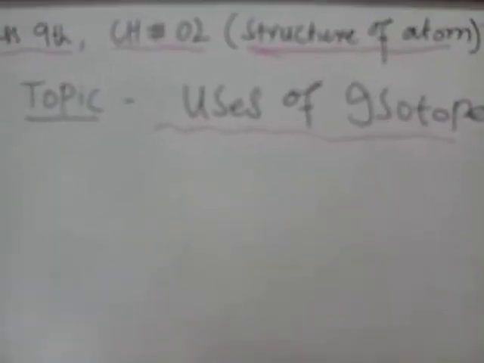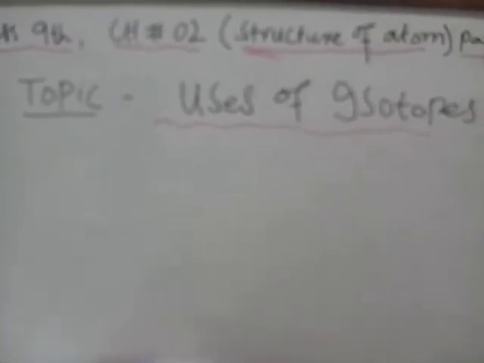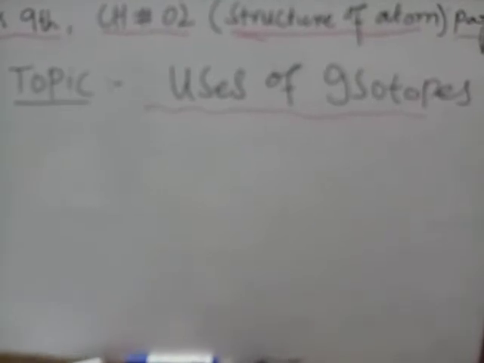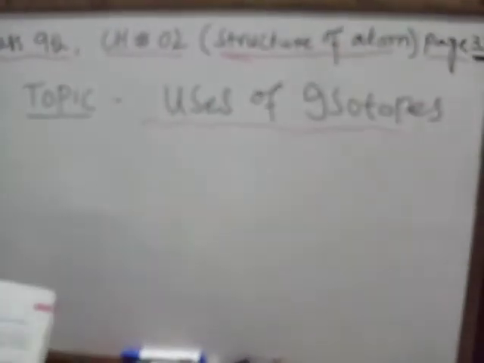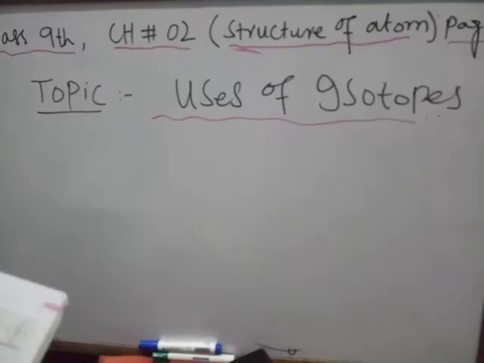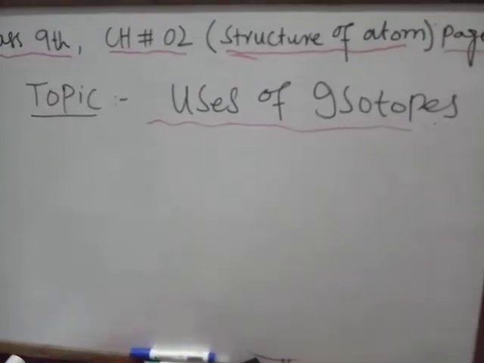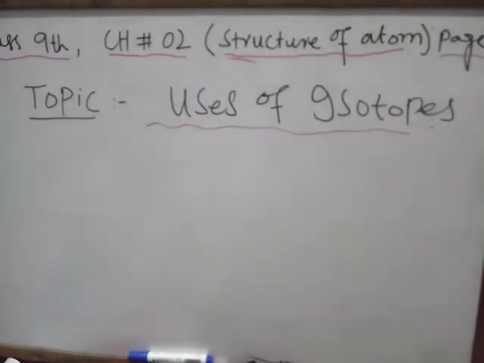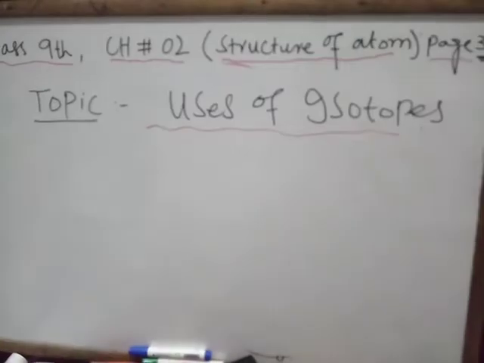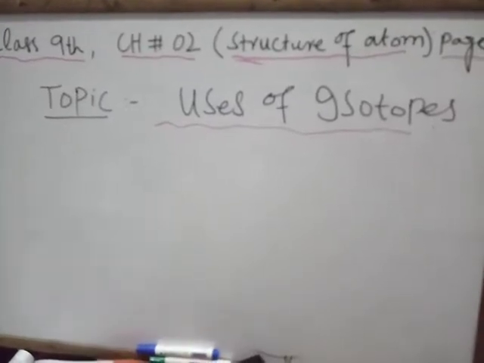Remember that in the exam they can ask a question such as, write any 3 uses of isotopes. So you have to write just 3 out of these. There are a total of 7 uses of isotopes. You can write any 3 if it is a short question. But if it is a long question, then you have to write all 7 uses of isotopes from your book. Let me discuss the first one.